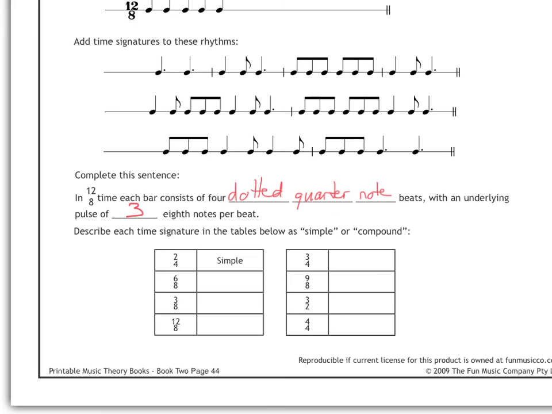All right. The last little activity at the bottom, describe each time signature in the tables below as simple or compound. Look at the time signature and decide, when I break this down, when I feel this time signature, can I break it down? Does each beat get broken down into triplets, or does it get broken down into duplets, as in divided straight in half? If it's divided in half, it's simple. If it's divided into triplets, it's compound, right? Finish that up, and that's the end of this lesson. See you in the next one.